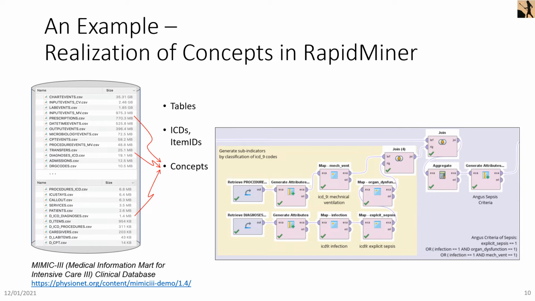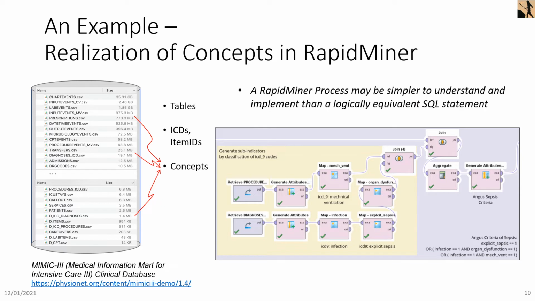Again, if you are a reasonably good user of RapidMiner, you can always just implement it and look at the intermediate results and immediately check whether you have interpreted some logic wrong and got the wrong output, either missing some records or introducing unnecessary wrong records, right? So a RapidMiner process, as we try to emphasize here, might be simpler to understand and implement than a logically equivalent SQL statement, right? Okay.